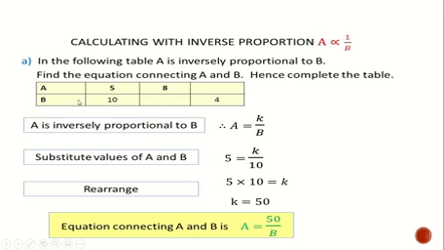Now we have to find the values of B and A. By using this equation, we will find the values of B and A. For B, by putting the value of A in this equation, we will find the value of B. By putting the value of B in this equation, which is 4, we will get the value of A. With the help of this equation, we will find the values of B and A.